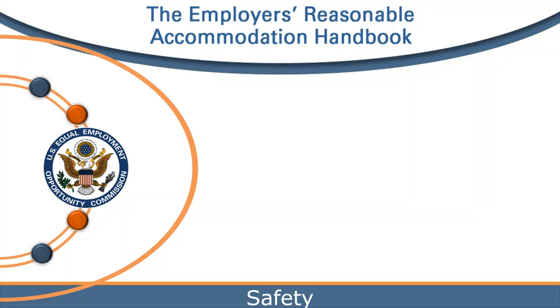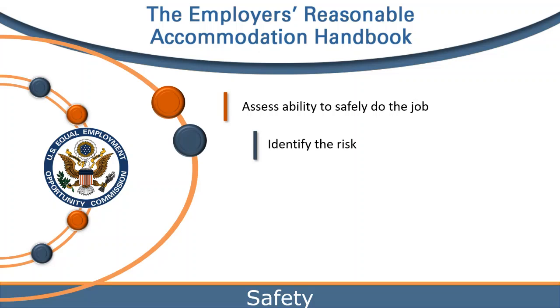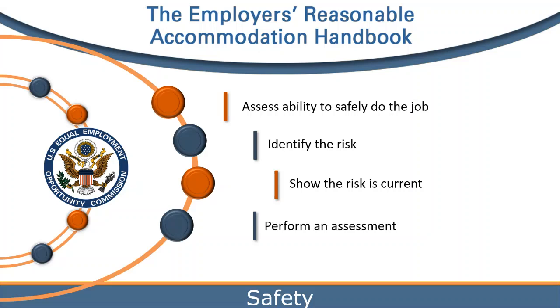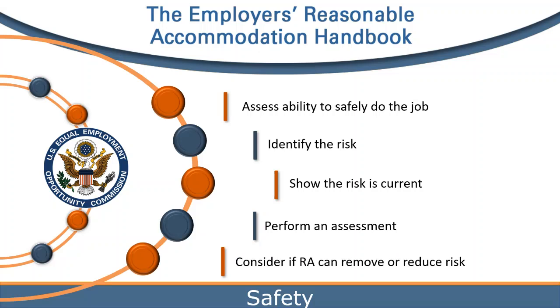If an employer thinks a direct threat may exist, they can't make this determination based on fears, stereotypes, or generalizations. They must use the EEOC criteria to assess the situation, which includes assessing the individual's knowledge, skills, experience, and ability to safely do the job. It includes identifying the specific risk, showing the risk is current and not speculative or remote. It includes performing an assessment based on objective evidence and determining if the risk can be eliminated or reduced through a reasonable accommodation.